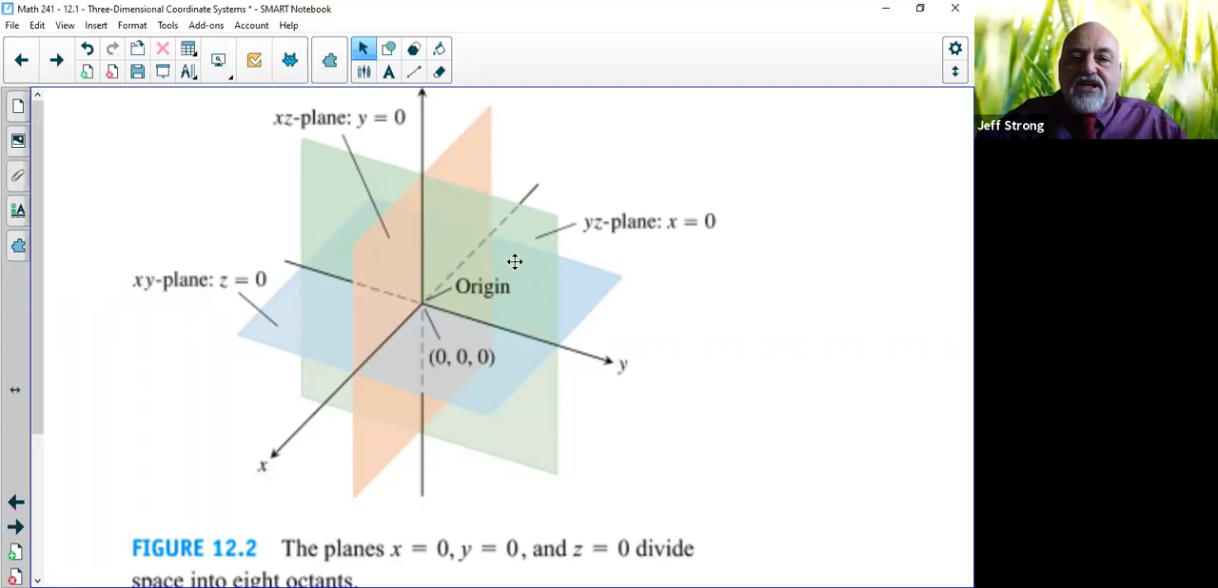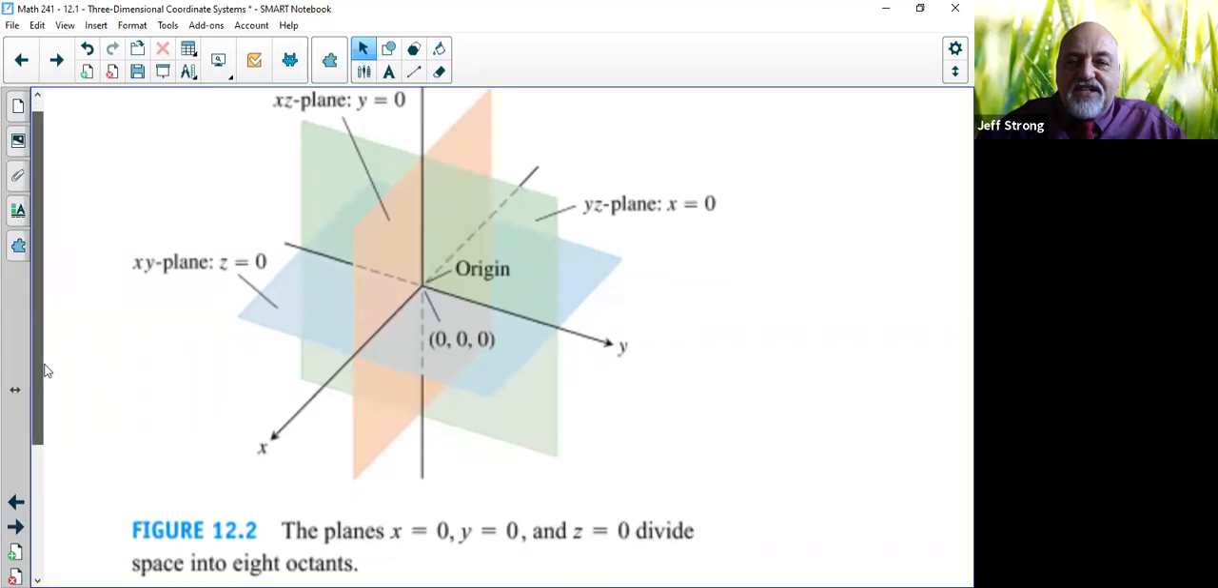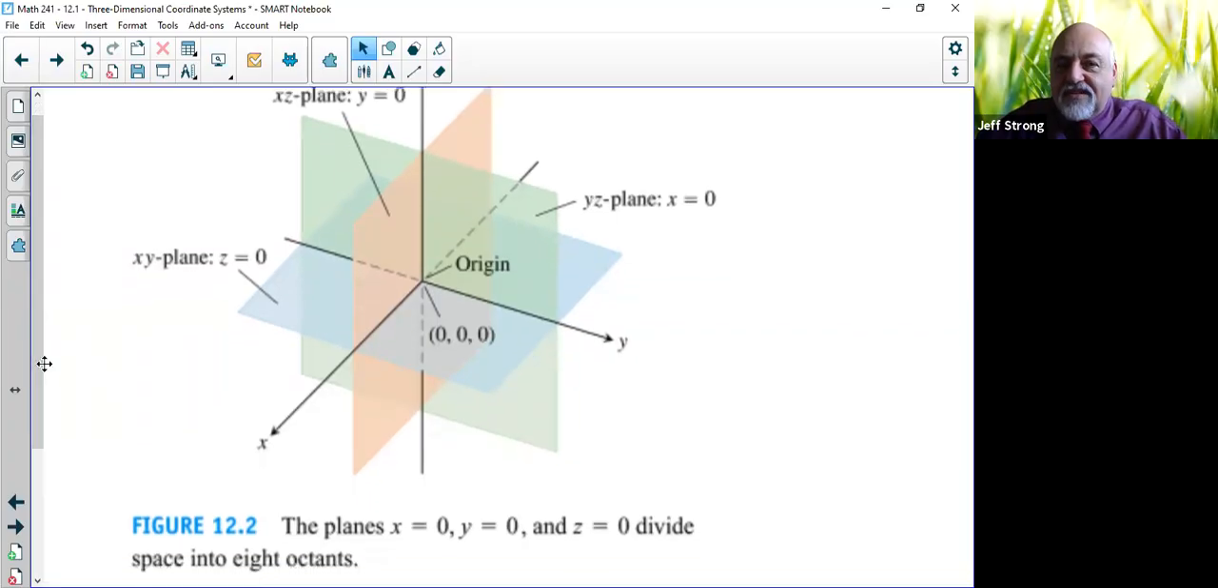All right. So these different planes actually divide the space into 8 octants. In the Cartesian plane, we have quadrants, the 4 regions, but now you actually have 8 different 3-dimensional regions, so octants.